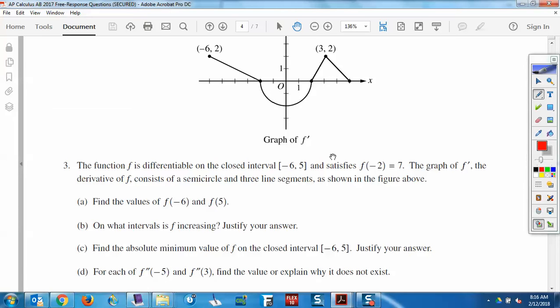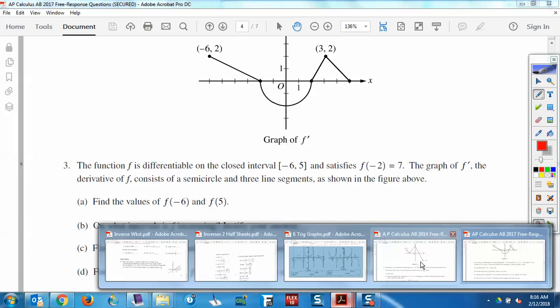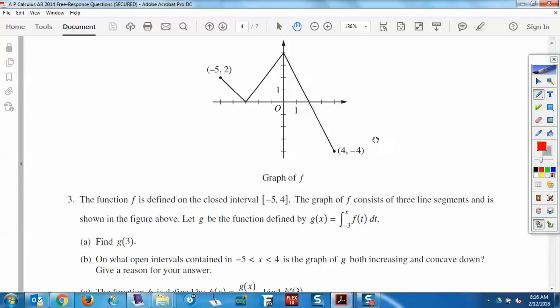You have to actually think of it as being areas. We'll come back to this in a second, but they tell you this is F prime, and they tell you that F of -2 equals 7. So find the values of F of -6 and F of 5. We'll get to that part of it in a second. But if we look at the one in 2014, or we may come back, I may assign that and have you look at that another day.